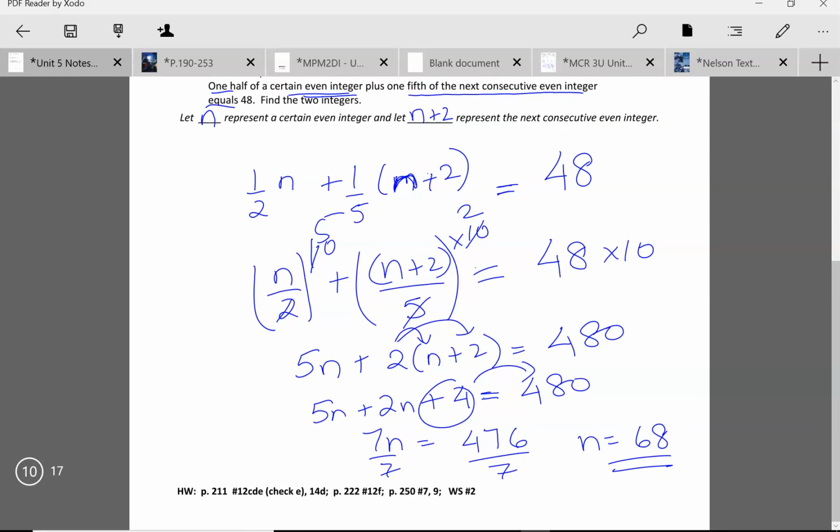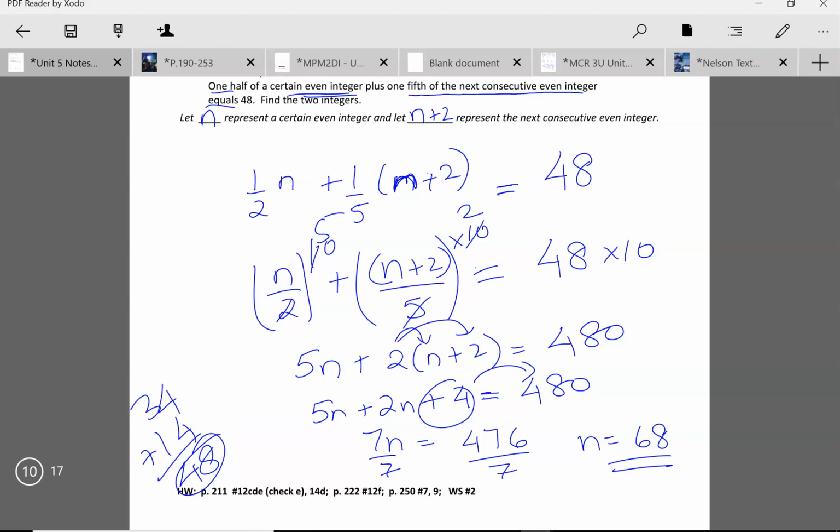So, a quick check. 1/2 of 68 is 34. The next consecutive even integer is 70. So 1/5 of 70 is 14. If I add these two, I do indeed get 48. So that is the correct answer.